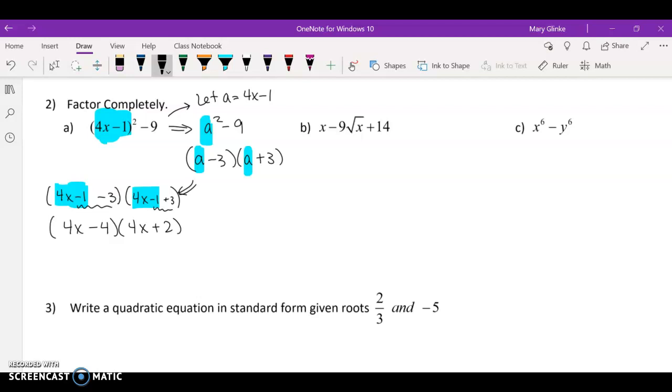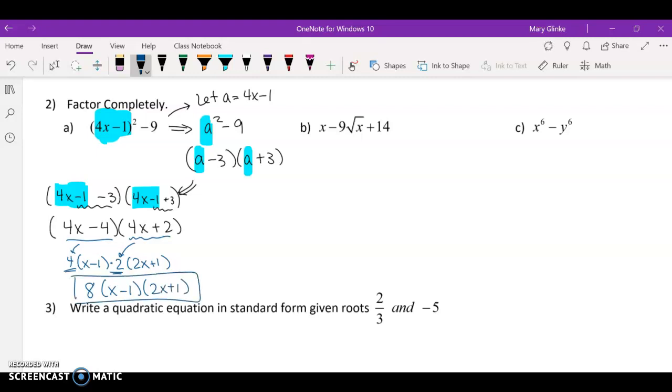So I'm almost done factoring, but now I have a GCF in each one of these. In my first parentheses, I can take out a 4, and I'd be left with x minus 1. In my second set of parentheses, I can take out a 2, and I would be left with 2x plus 1. And the 4 and the 2, the GCFs, we can multiply to get an 8 on the outside: 8 times (x minus 1) times (2x plus 1).